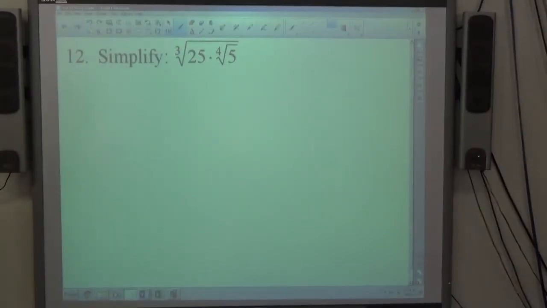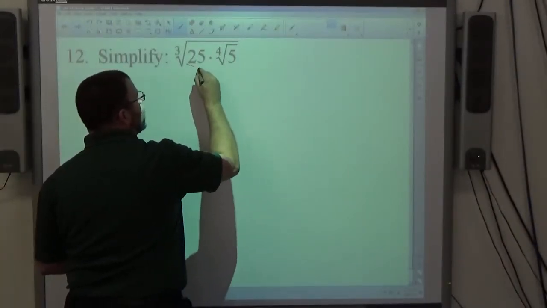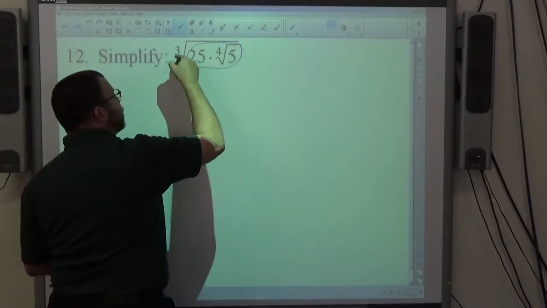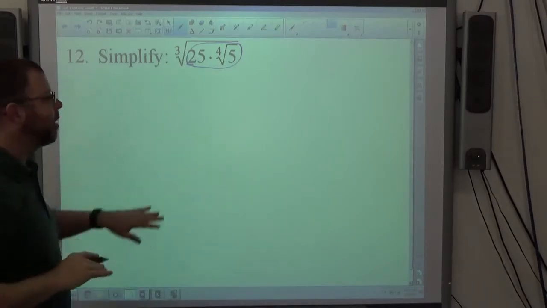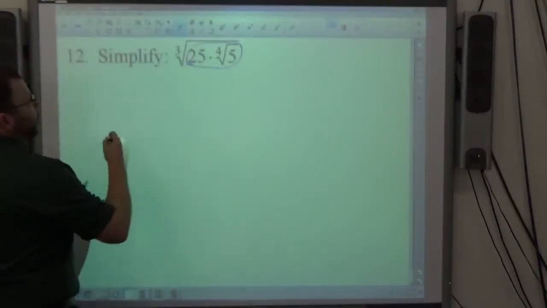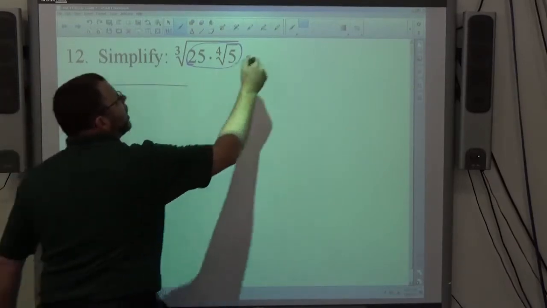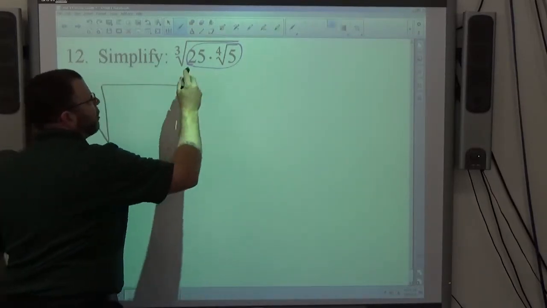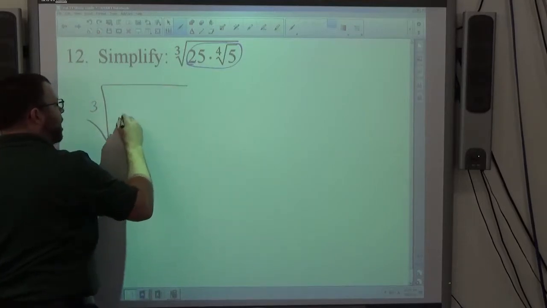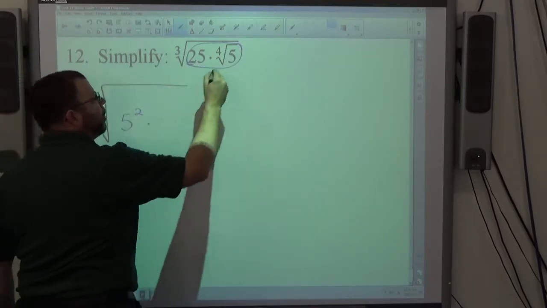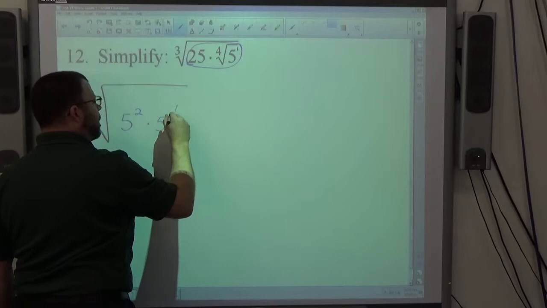Number 12, simplify the cube root of 25 times the 4th root of 5. Our first priority is the inside of this whole thing. Ignore this until the end. That 3 does not matter till the very last step. So I'm going to keep a cube root. Then I'm going to modify each of these things. So 25 is 5 to the 2nd power. That's being multiplied by 5 to the 1/4 power.